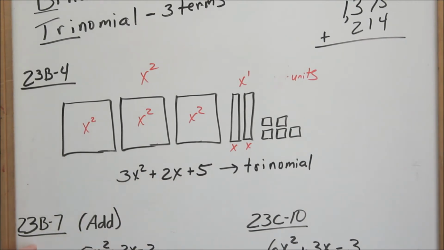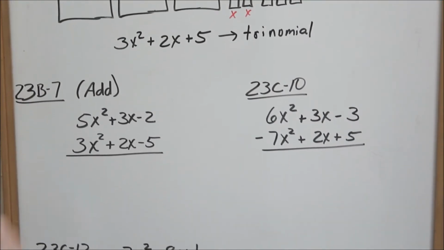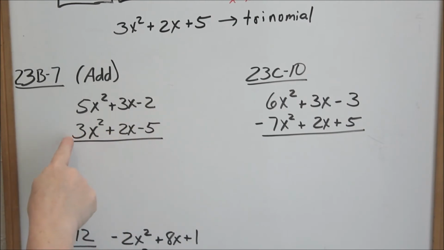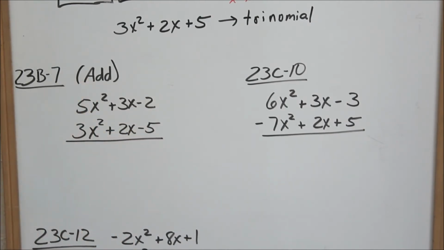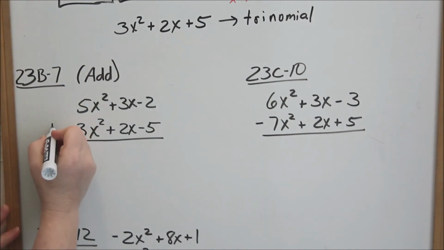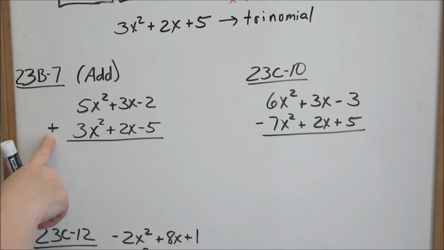So now we're going to look at 23b7, and work on adding the polynomials. For this specific one, we're adding a trinomial to another trinomial. The main thing, look at your instructions, it says we're adding. Personally, I like to put an addition sign out here. They don't have one in your book, but I like to put it because then you see it and it tells your brain you're adding these numbers together.